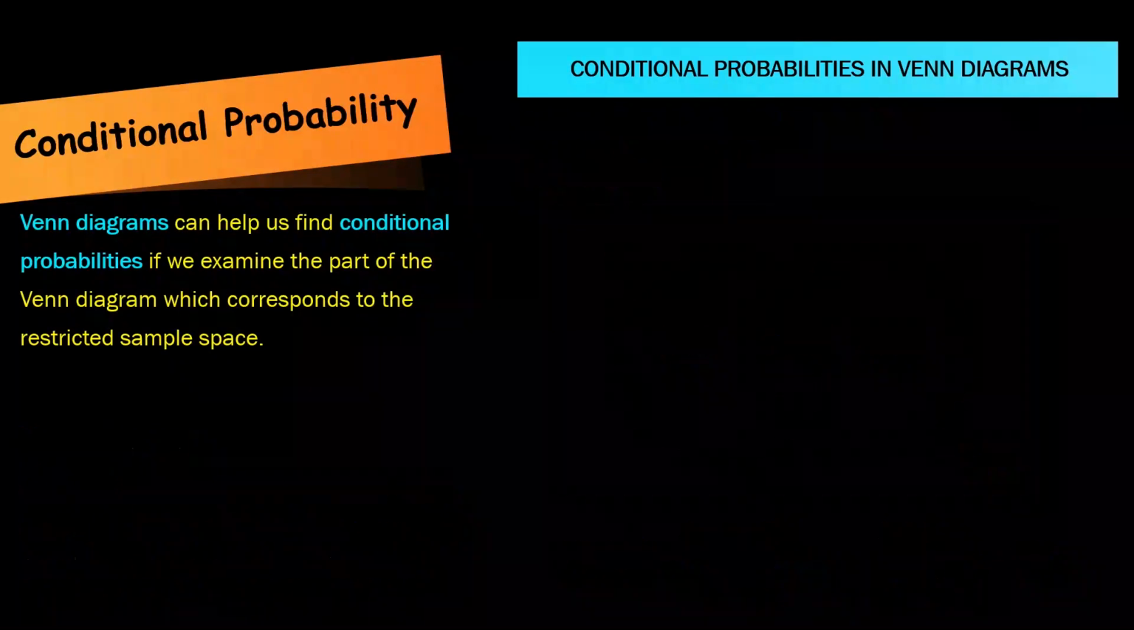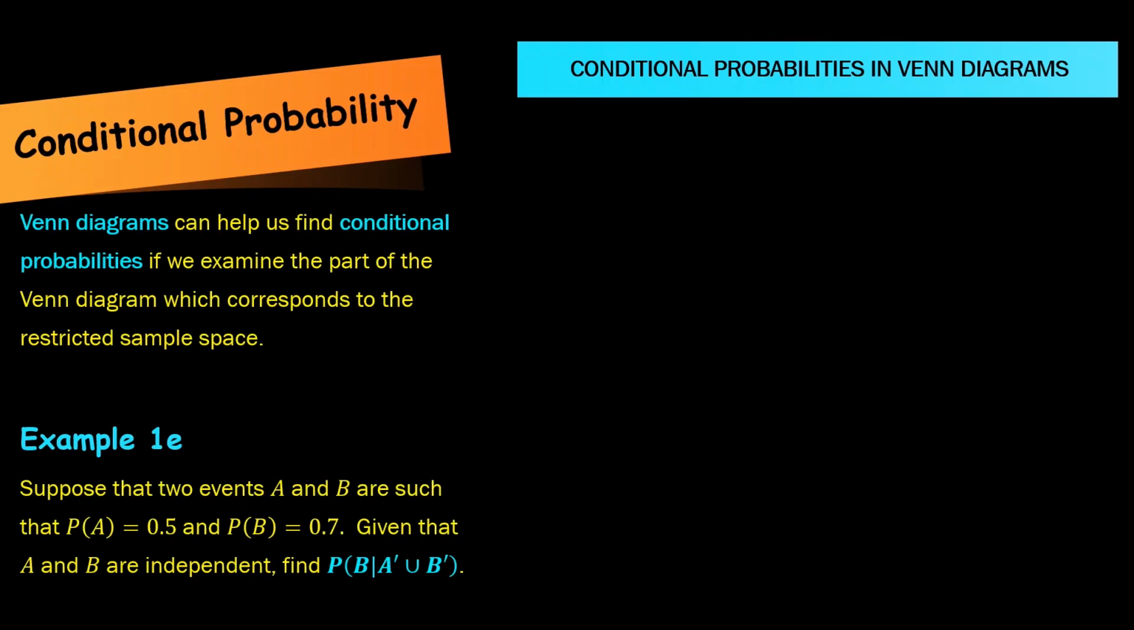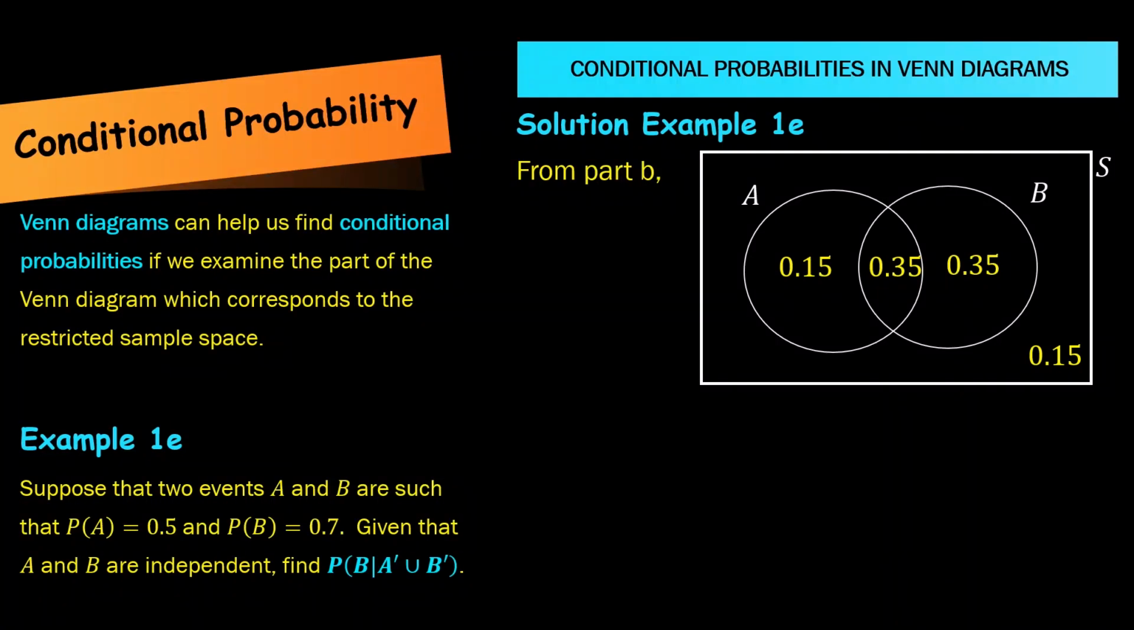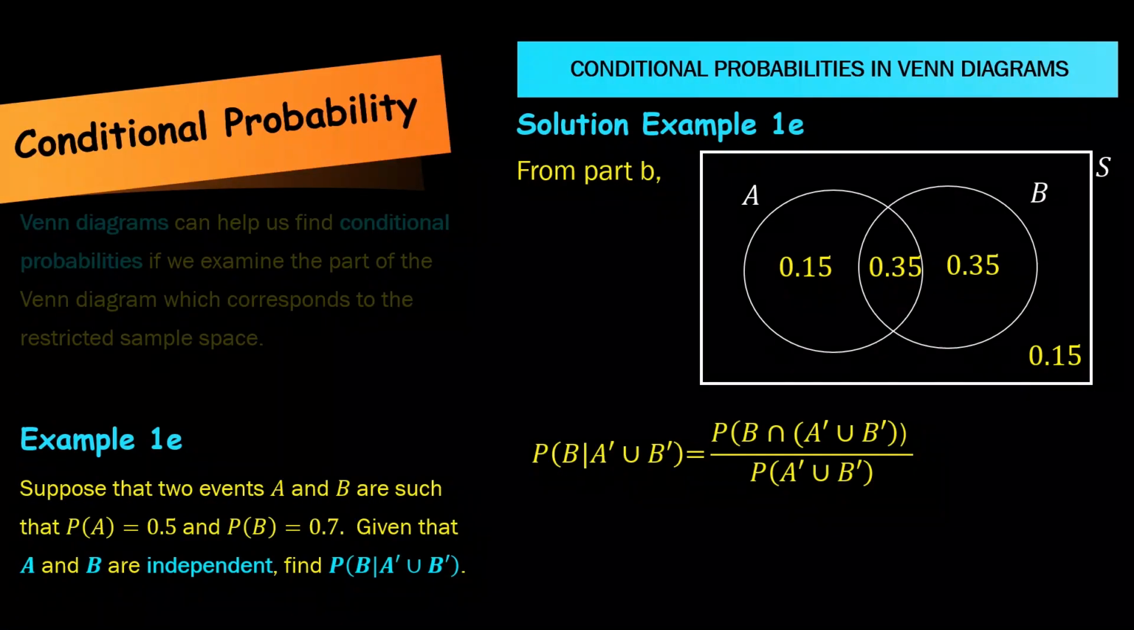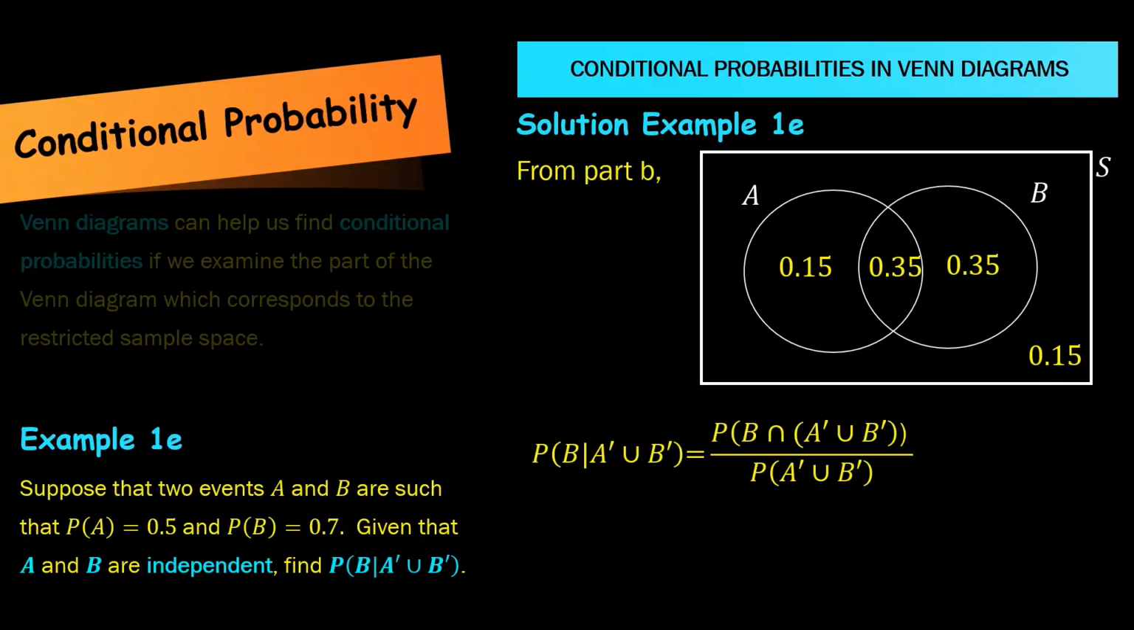Now let's take a look at part E. We are required to find the probability of B given A dash union B dash. So let's solve this. Again, let's use the diagram from part B. We are also going to use the formula for the probability of B given A dash union B dash. So this is going to equal probability of B intersect A dash union B dash divided by the probability of A dash union B dash.